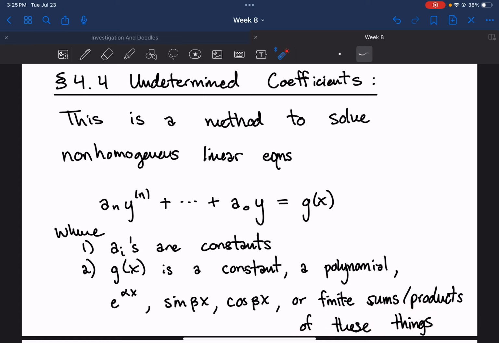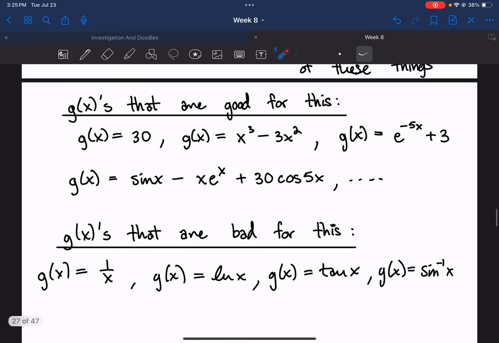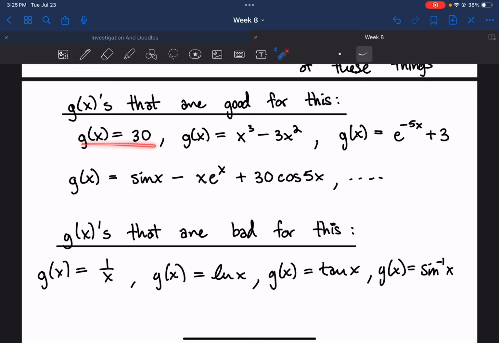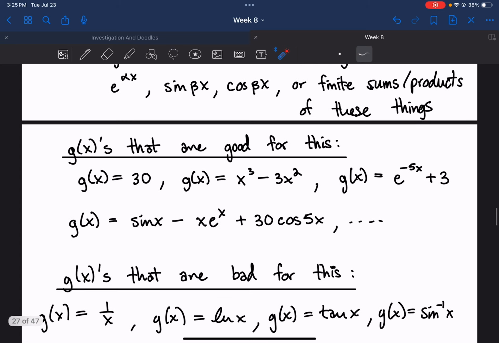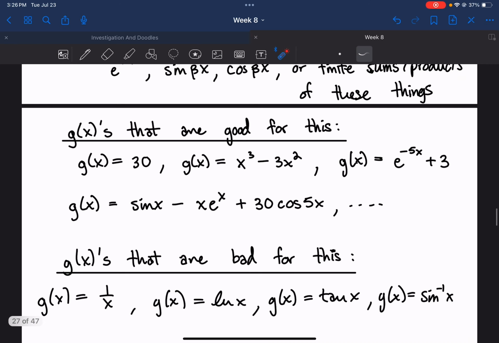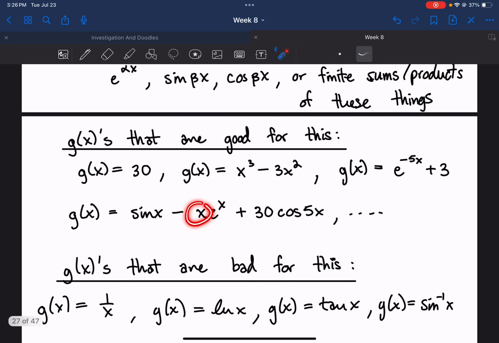So we're thinking g of x's that look good are like g of x equals 30, g of x equals x cubed minus 3x squared, g of x equals e to the something plus a constant. Remember, finite sums and products are okay. G of x equals sine x minus a polynomial times e to the x. This is a product. X times e to the x plus constant times cosine 5x. Things that look like this are good. We like these. Undetermined coefficients will work.